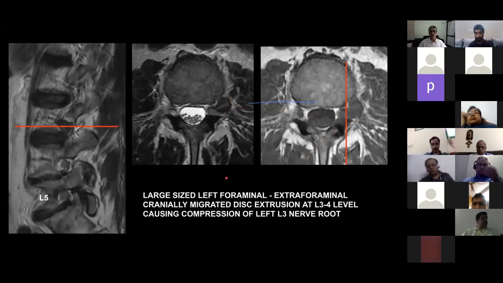So a case of large sized left foraminal and extraforaminal cranially migrated disc extrusion at L3-4 level causing compression of left L3 nerve root, which we would have seen in the neural foramen, causing its compression. Nerve is lying here, getting compressed. So it's a foraminal, extraforaminal disc extrusion.